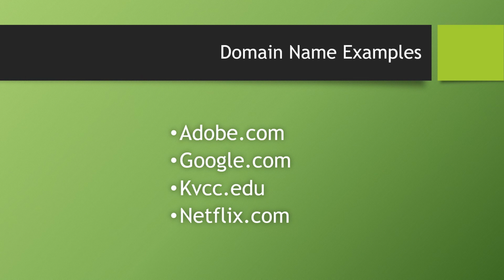And this is just a few examples of domain names: adobe.com, google.com, of course, kvcc.edu, netflix.com, and of course, there's many more. And these are the things that you're actually familiar with. Keeping in mind that when these are registered, that domain name server is what connects them to the actual address on the internet, the IP address.